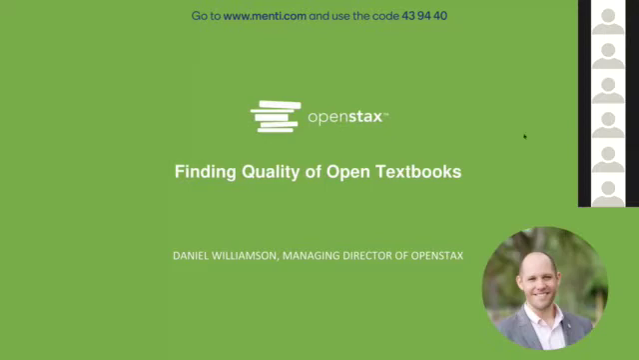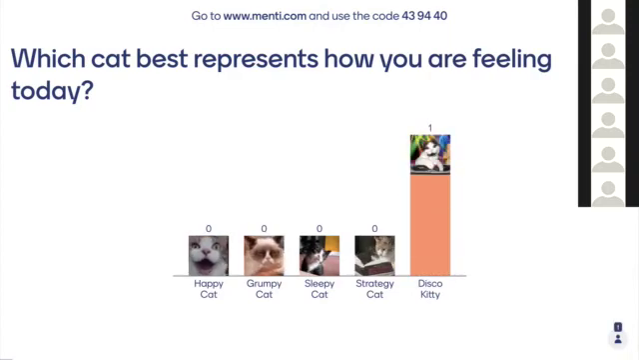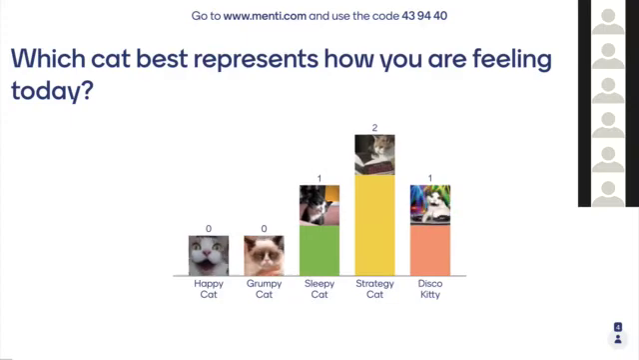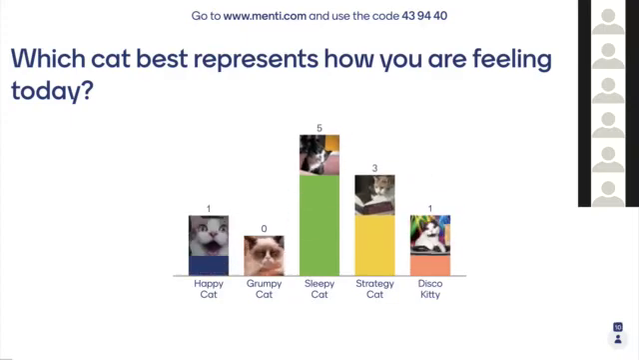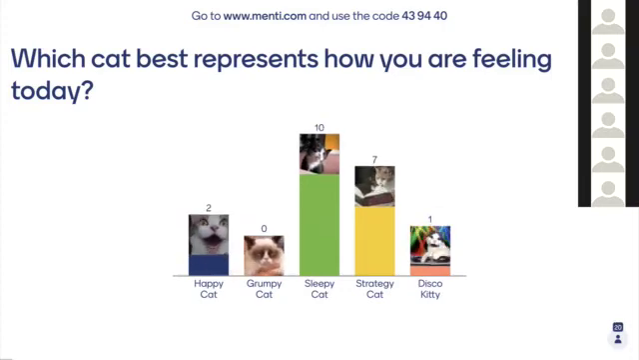I'm going to take us to our next slide, which is one of these Mentimeter polls. Just to get us started, something a little bit fun. If you could take a look at these cats down here at the bottom and choose the one that best represents you and how you're feeling today. All right, we got a disco kitty. I like that. Disco kitty is always a good choice, in my opinion. We got strategy cat, sleepy cat. Uh-oh. Who didn't get their coffee breaks today?